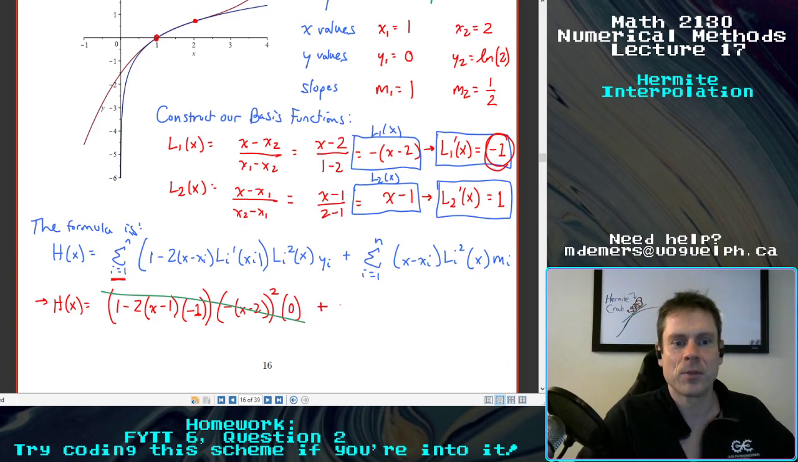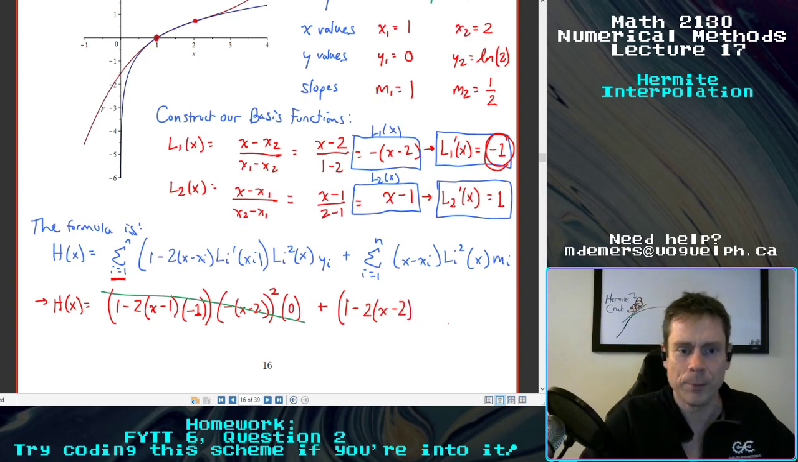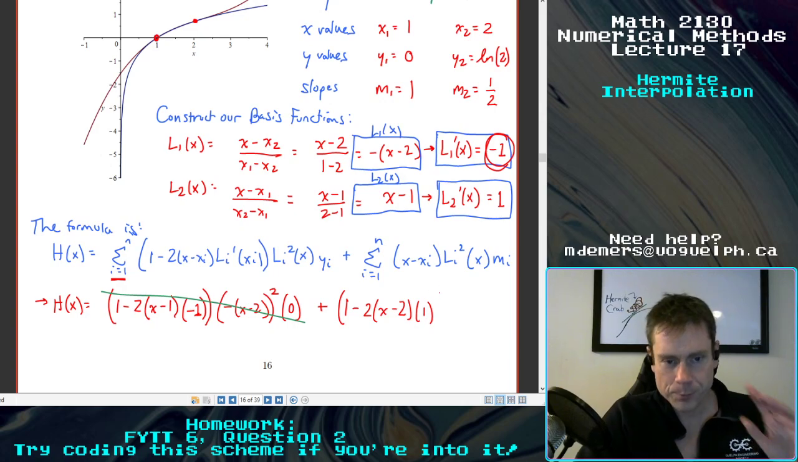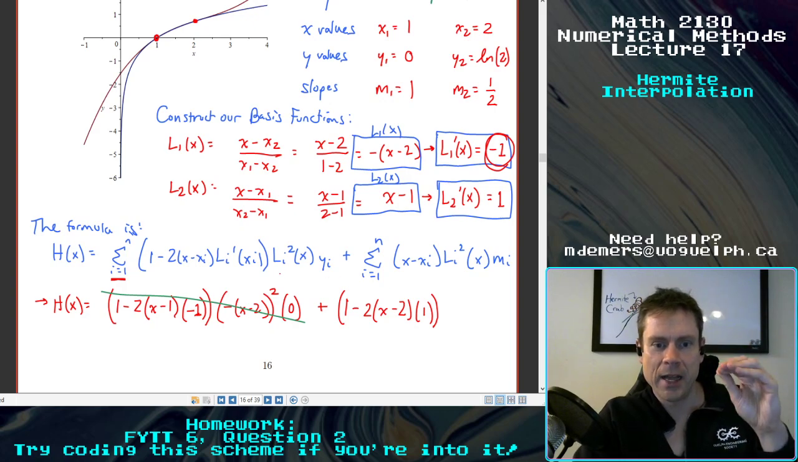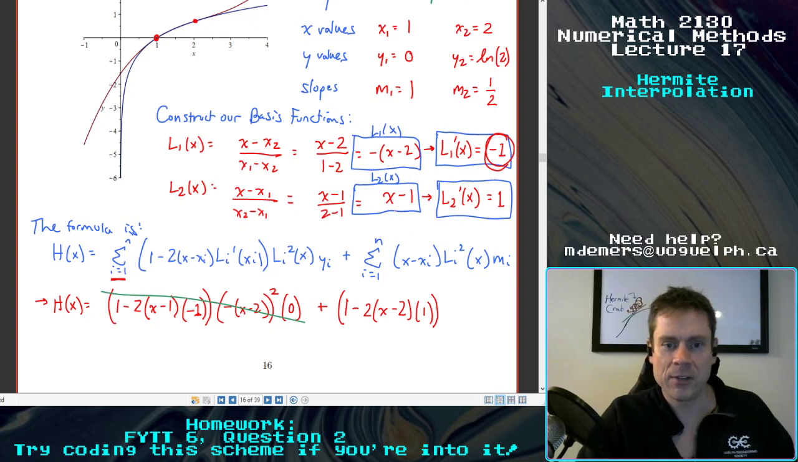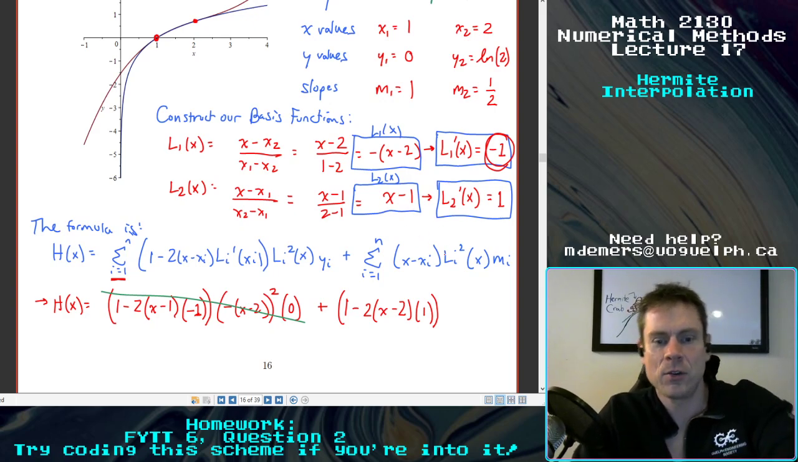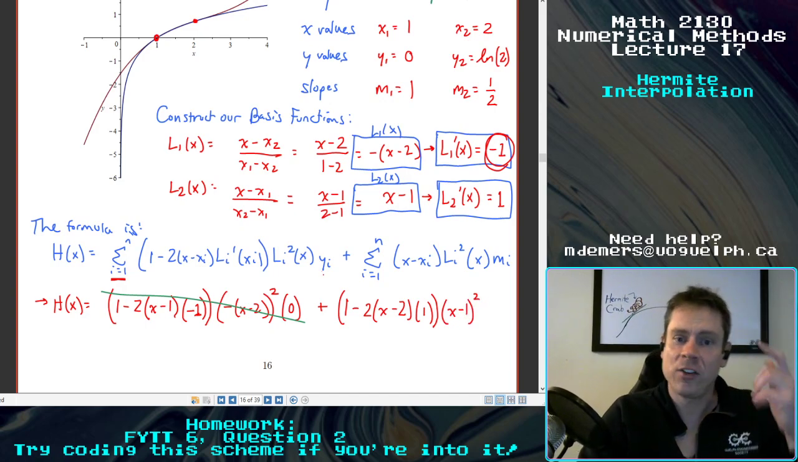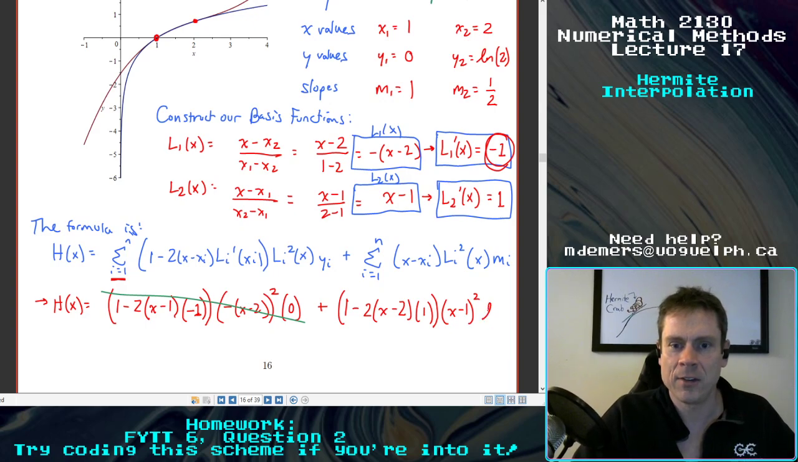Let's do the second term. The second term will be 1 minus 2 times (x minus the second x value), so x minus 2. I need to multiply by L2 prime evaluated at x2. L2 prime is 1, so I just get a 1 here. Okay, I multiply that by L2 squared, and L2 squared is this thing squared. So I get (x minus 1) squared. And I multiply by y2. And y2 is ln 2.